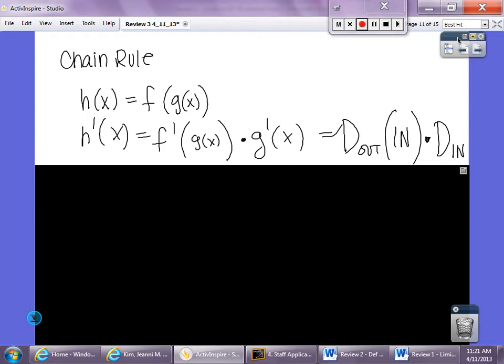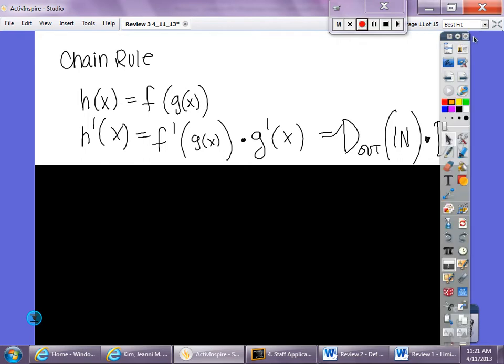Some of you still, no matter how many times we go over it, you only do two of the three parts. That third part is so crucial. That's the part they're checking. Okay? Make sure you do all three parts. Make sure you understand it's not derivative of the out times in. It's of. This is a big old of. Where's my pen?